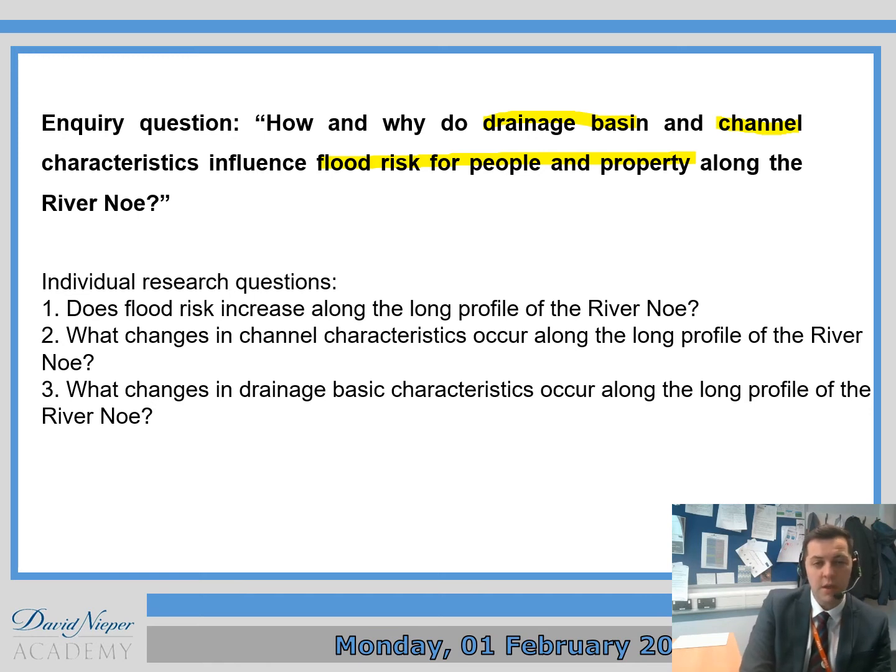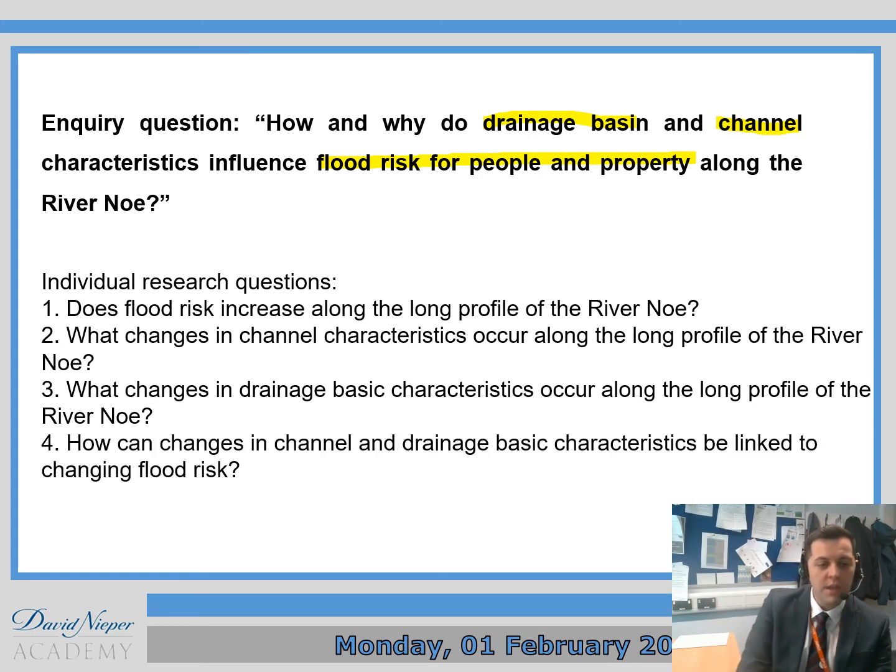And then we probably need a fourth research question to bring it all together, because we're saying, right, what's happening to the flood risk? How does the drainage basin change? How do the channel characteristics change? But this inquiry wants us to know how the latter two things influence the first. So we probably need a research question that brings all that together: how can changes in channel and drainage basin characteristics be linked to changing flood risk?